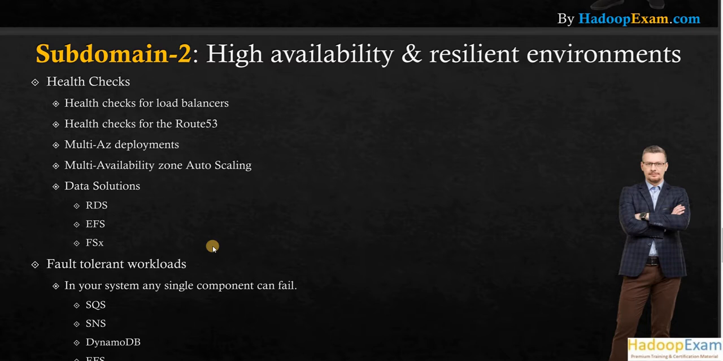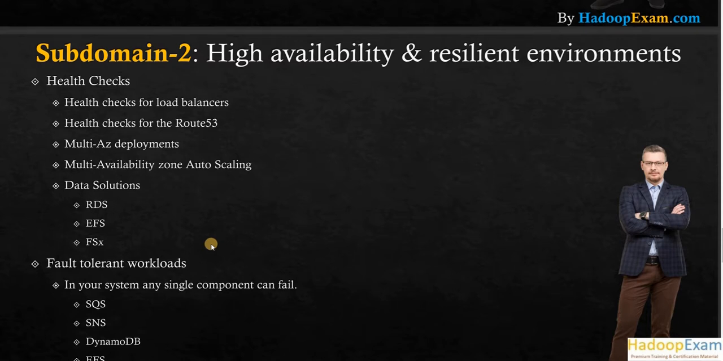Now next, in this subdomain itself, are health checks. You should know how to do the health checks of the load balancer, health checks for Route 53, multi-region deployment health checks, multi availability zone auto scaling, and how to do the health checks of your RDS, EFS, FSx, etc.